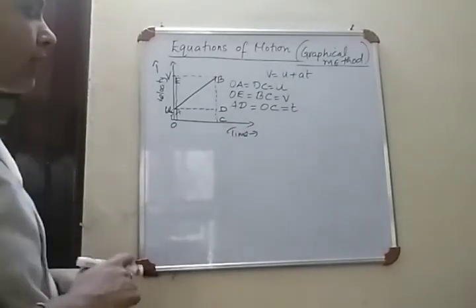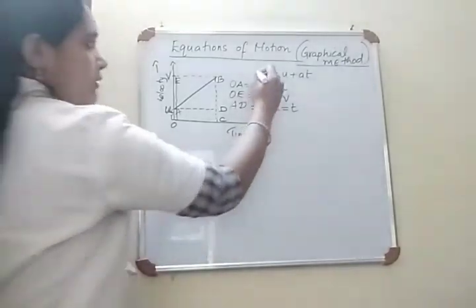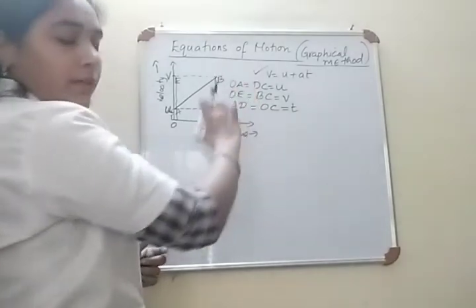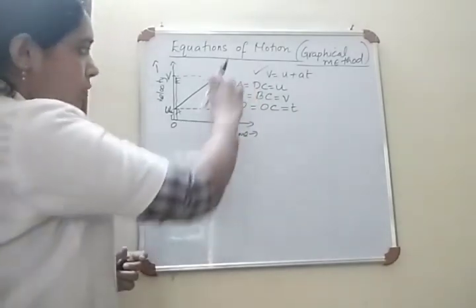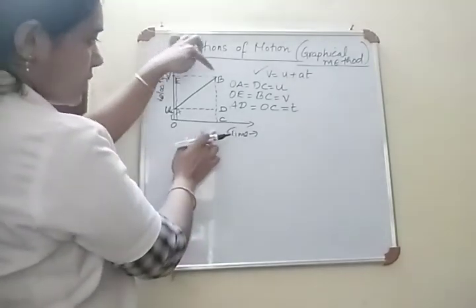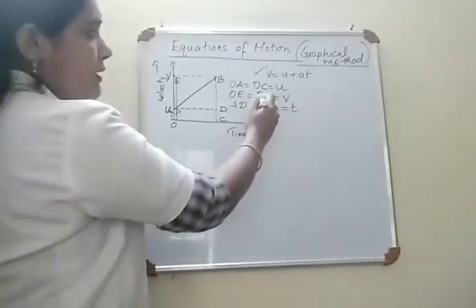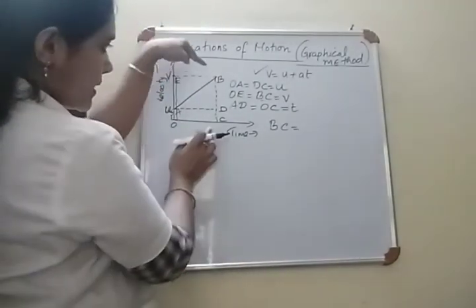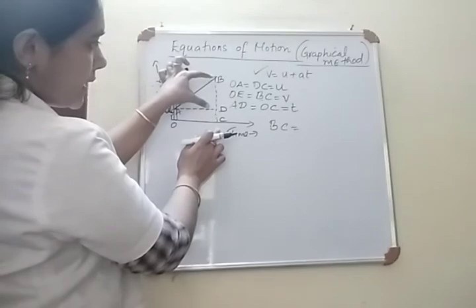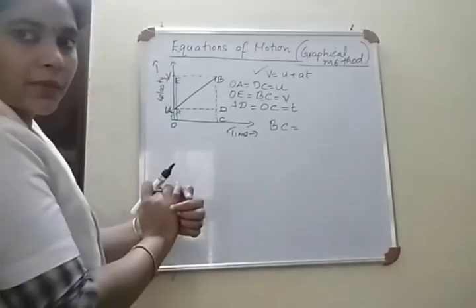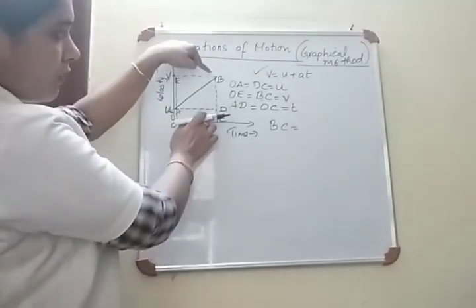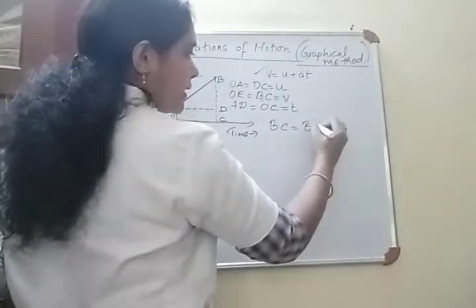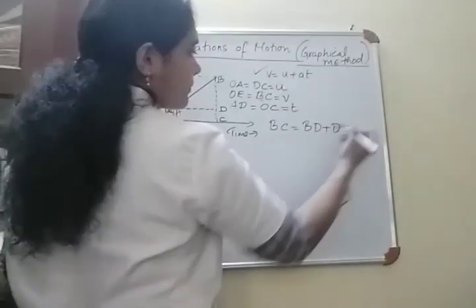So let's start. In order to derive this first equation of motion, we are starting with our final velocity. So what is our final velocity? Final velocity is OE or BC. We are considering this BC expression. So what is BC? BC is equal to BD plus DC, right? So just write BD plus DC.